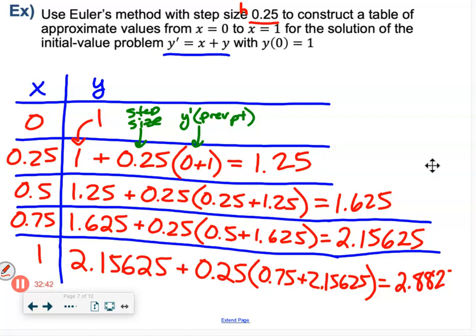2.882. I can't read. Wait, is that an 8-1? Yeah, 8.125. Okay. All right.